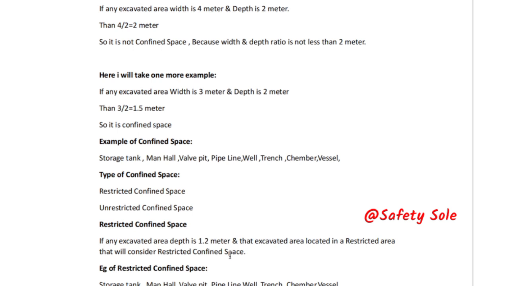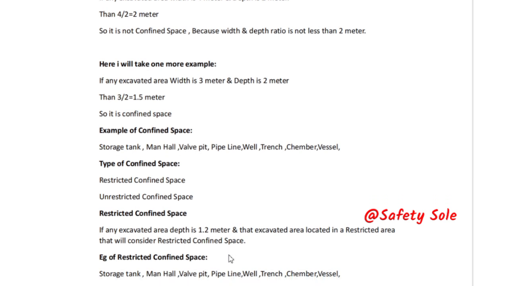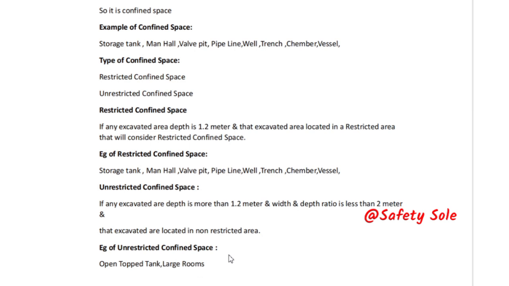Examples of confined space: storage tank, manhole, wall pit, pipeline, well, trench, chamber, vessels. Types of confined space: restricted confined space and unrestricted confined space. Restricted confined space: if any excavated area depth is 1.2 meter and that excavated area is located in a restricted area, it will be considered restricted confined space. Examples of restricted confined space: a storage tank, manhole, wall pit, pipeline, well, trench, chamber, vessel.